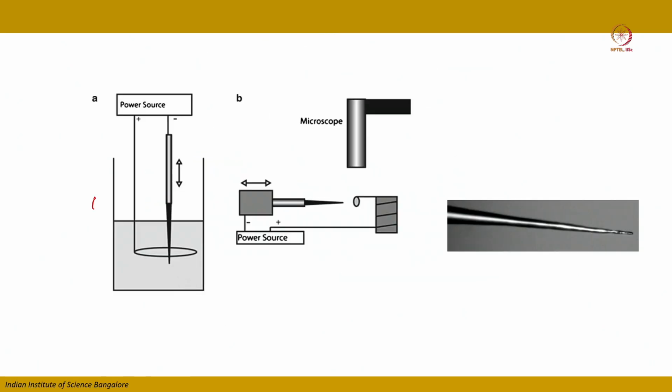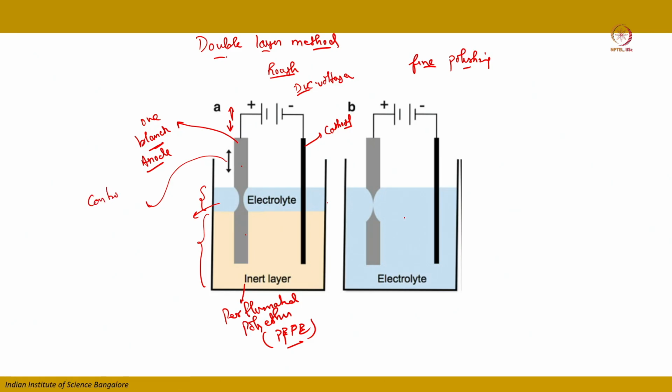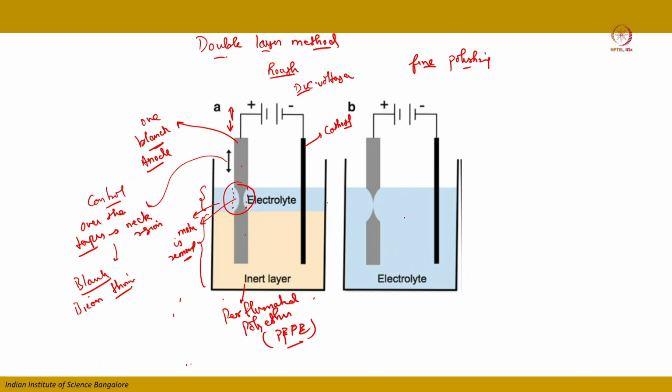This up and down motion allows control over the taper, which forms as a necked region. So this is called the neck region, and you can see that the material is being removed from this neck region. This is done until these blanks become thin enough, so that they are at the few micron level.